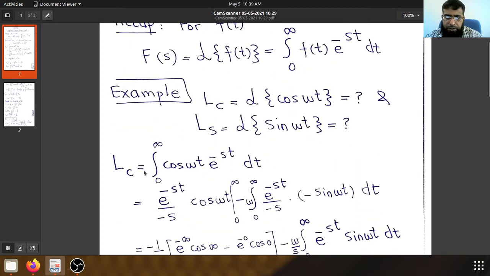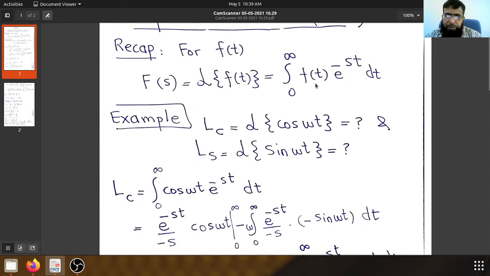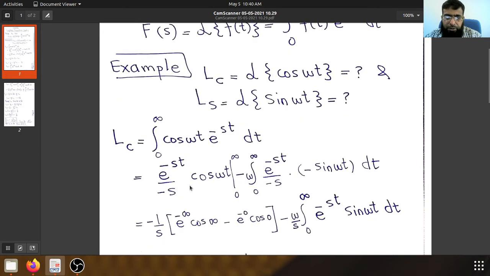Right, so LC can be written by putting cos omega t as f(t) in this formula, replacing f(t) with cos omega t, and all the other things remain the same. The formula becomes the integral from 0 to infinity of cos omega t times e to the minus st dt. Now we apply integration by parts. I have one or two exclusive videos on integration by parts, and I'll share those on our YouTube channel in your playlist.